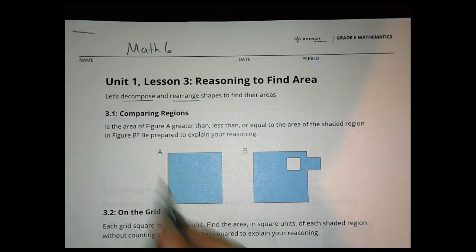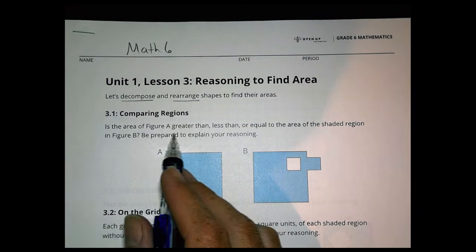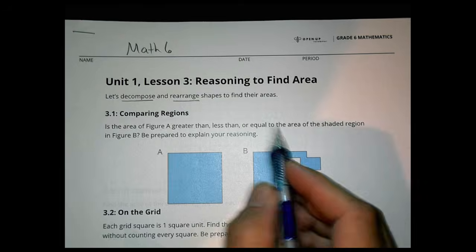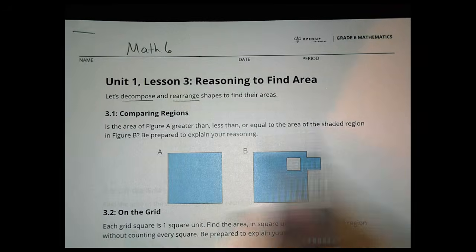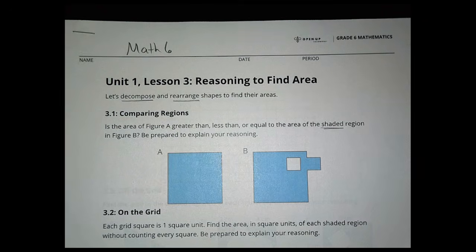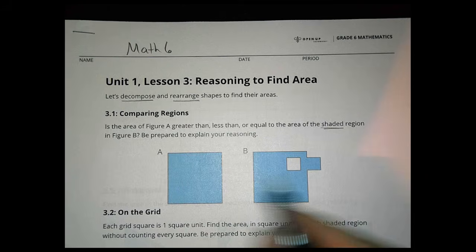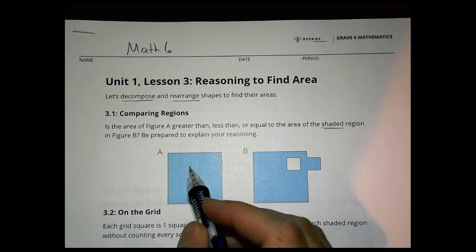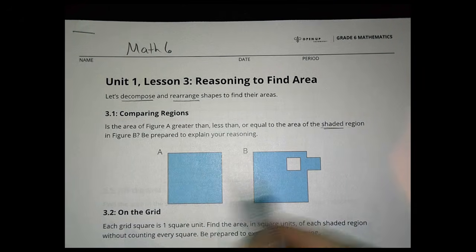Alright, so first one. Is the area of figure A greater than, less than, or equal to the area of the shaded region, notice this shaded part again, in figure B, and be prepared to explain your reasoning. So the question is, if I measured up all that blue, is it the same, less, or equal to this blue here? And what's your reasoning there?